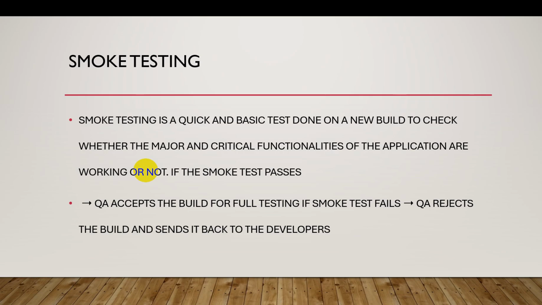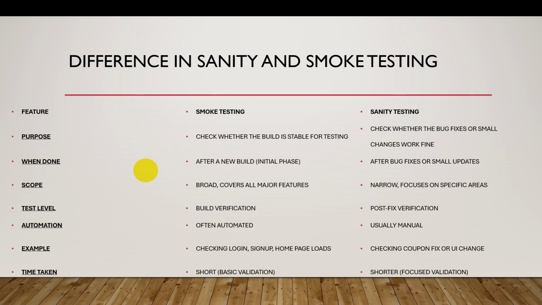In that, QA accepts the build for full testing unless smoke testing fails. As a QA, we accept the complete build from the developer and then we test it, and if any major functionality fails, then we mark it as a smoke testing fail. Then we reject that build and send it back to the developer for fixing again. So that is smoke testing.